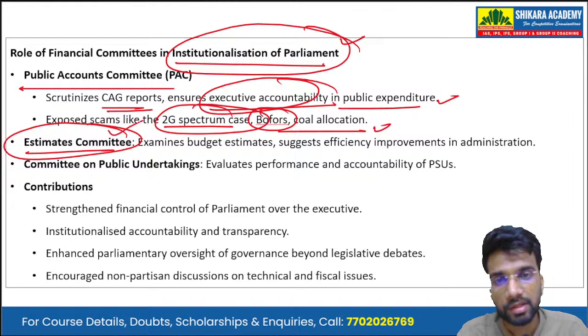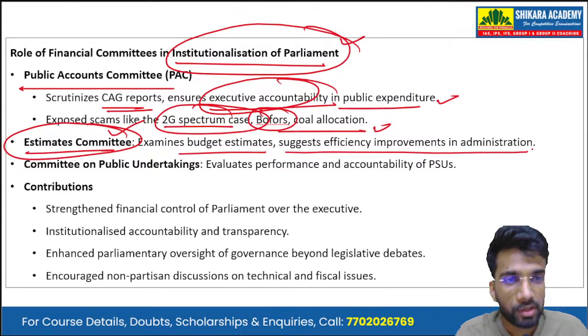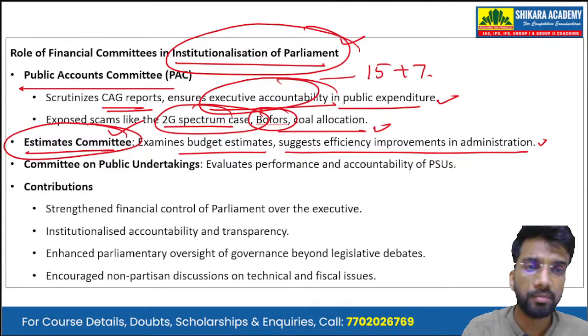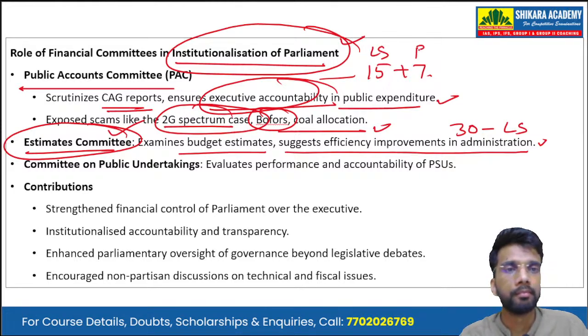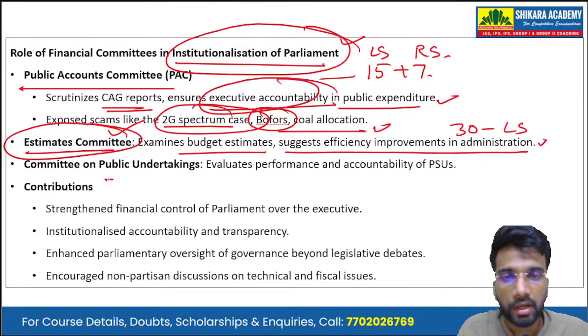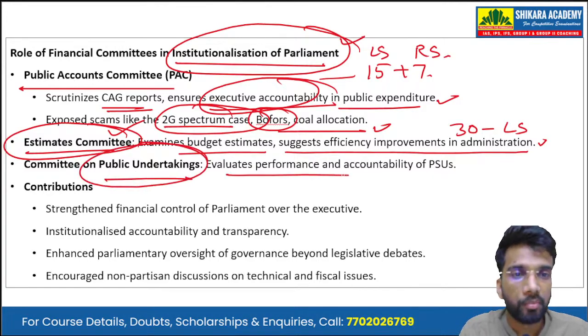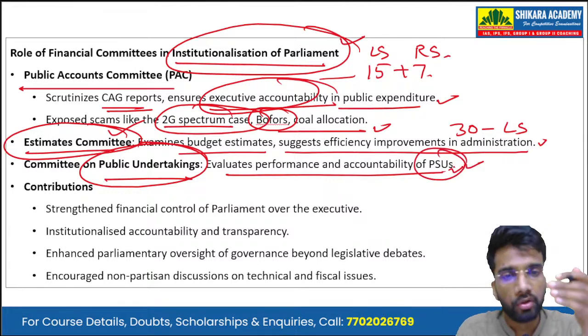Then second, we have the Estimates Committee. Its role is that it examines the budget estimates and suggests efficiency improvements in administration. Okay. The Public Account Committee has 22 members, 15 from Lok Sabha and 7 from Rajya Sabha. The Estimates Committee has 30 members, and all the members are from the Lok Sabha. Third committee that we have is the Committee on Public Undertakings, which evaluates the performance and accountability of the PSUs that the government owns. Now, what contributions have they made?